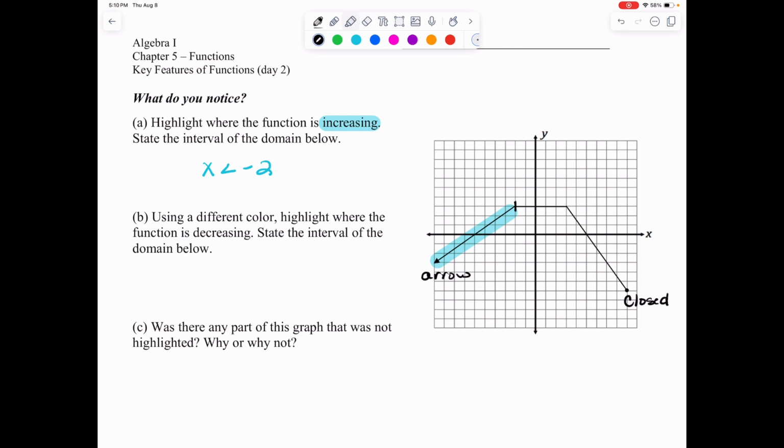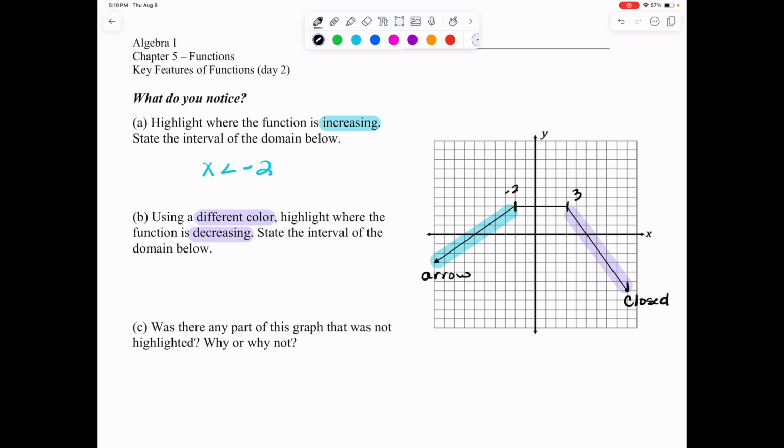So let's go ahead and put that first, and then we'll answer the next question, which is using a different color. My different color is going to be purple. I'm going to highlight where the function is decreasing, and state the interval of the domain below. Continuing to read from left to right, I see that from here to here, as the x values are going up, the y values are coming down. So this is a decreasing portion of the graph. This time I have 2 endpoints. I have one here, at -2, and this one is at 3.